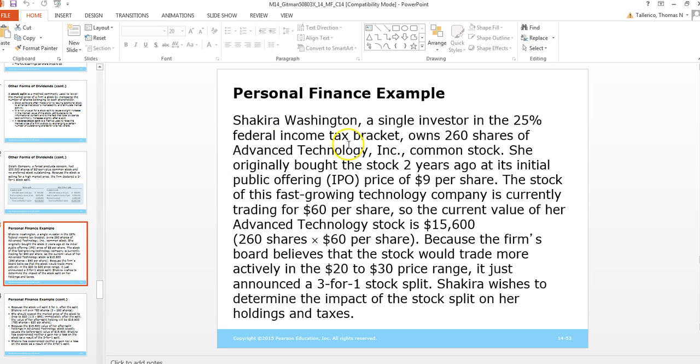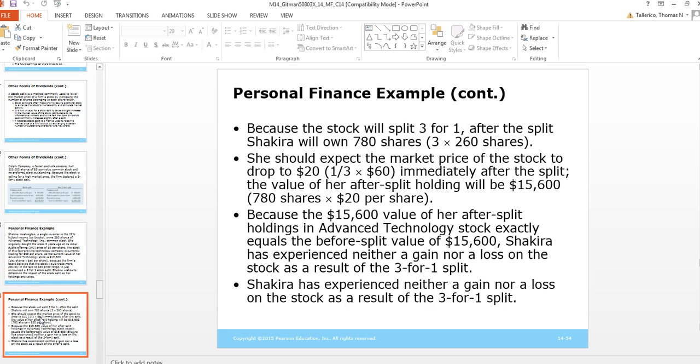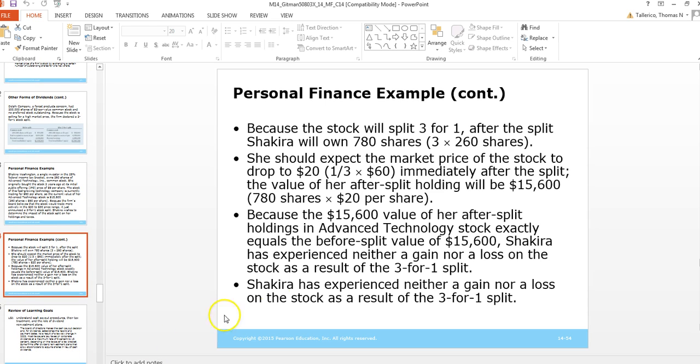If you have any questions, always email me. And here's a personal finance example of someone, I guess they're doing a stock split, and the math is pretty basic. So I guess they're splitting 3-for-1, right? So you go through that, and if there's any questions, you can just see. So you'll notice here what they say. Shakira has experienced neither a gain nor a loss on the stock as a result of the 3-for-1 stock split.